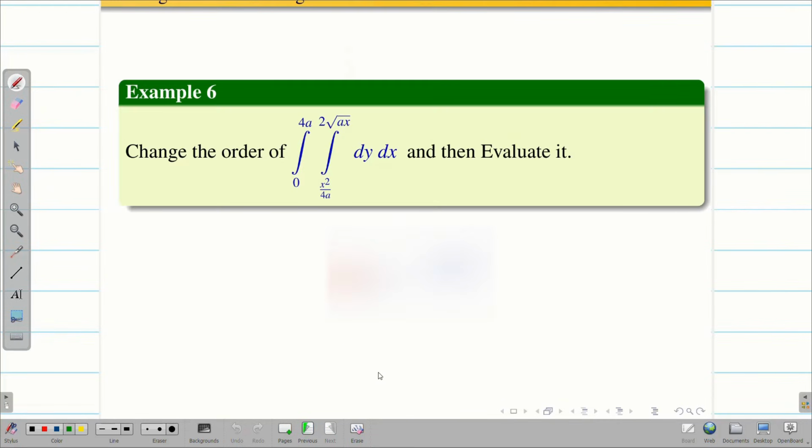Now take the same problem. Instead of dx dy, I just left it as simply dy dx. Try to solve this problem for your practice.